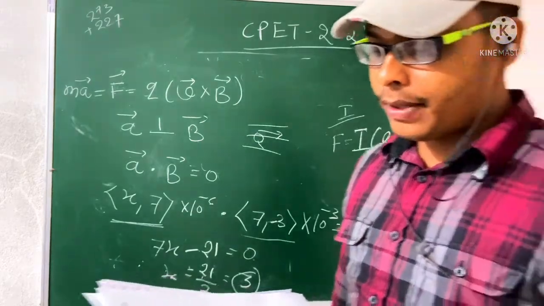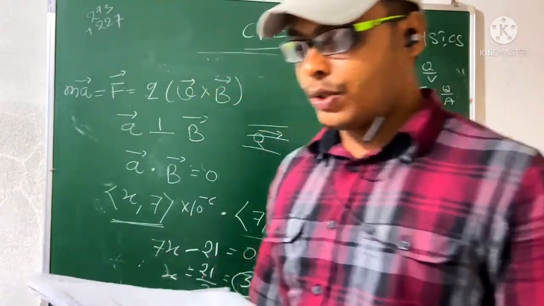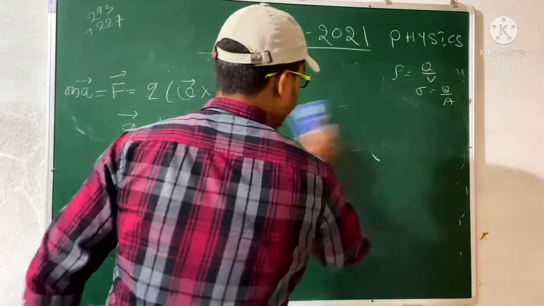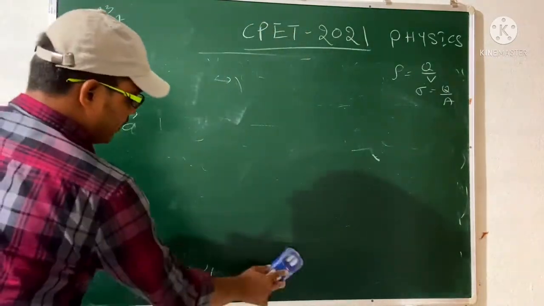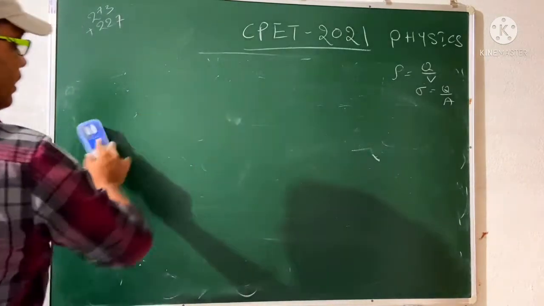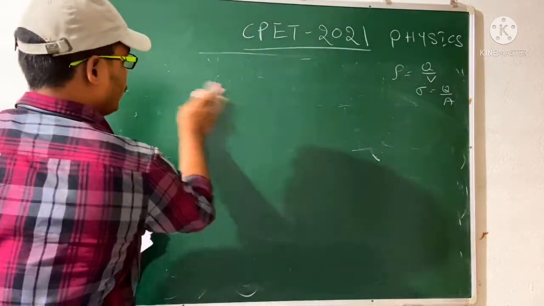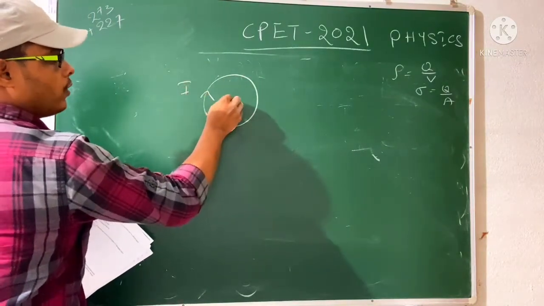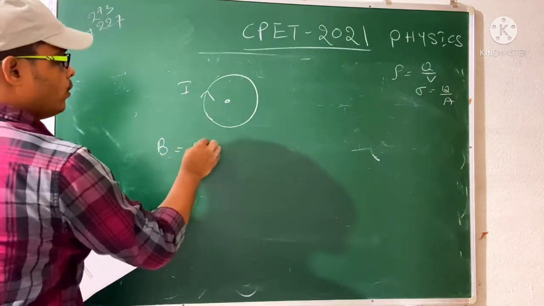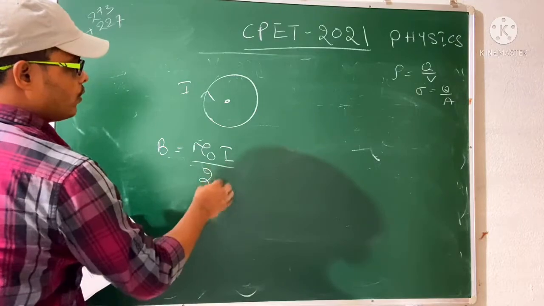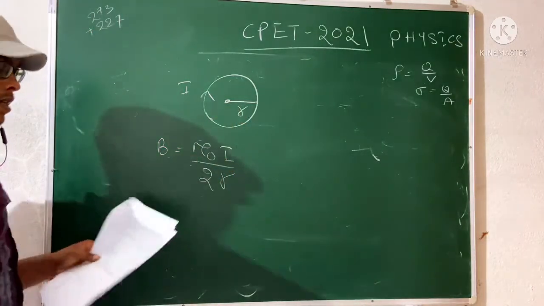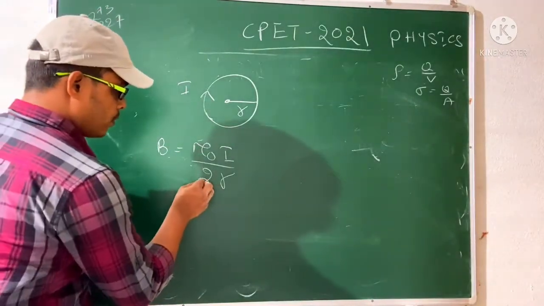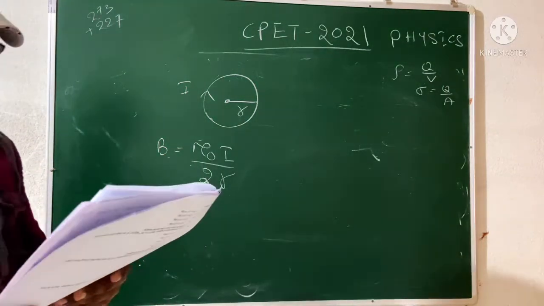Next, question number 34. An electron makes 3 into 10 to the power 5 revolutions per second in a circle of radius 0.5 angstrom. Then what is the magnetic field at the center of the circle? If I is the current flowing in the circle, then the magnetic field at the center is B equal to mu naught I by 2r. Right, if this is the radius, then the central magnetic field is mu 0 I by 2r.